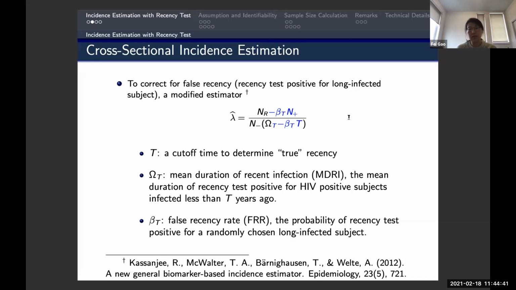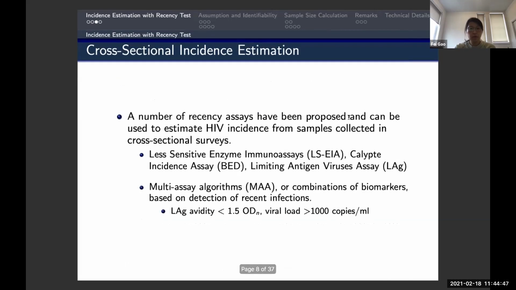So it serves as an estimate of what's going on in this cross-sectional sample. A number of assays have been proposed to indicate HIV recency, and they can be used to estimate HIV incidence from samples collected in cross-sectional surveys. Particularly, there are some assays, for example, LSEIA, the BED assay, or the LAg-Avidity assay.